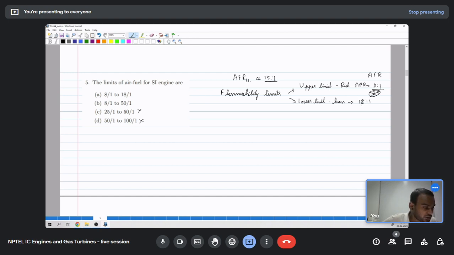If it goes more than 18, assume we have an air fuel ratio in some mixture of 19:1, it cannot participate in combustion and have a stable combustion. So these are just properties of the fuels. And for gasoline, it is in this range, 8:1 to 18:1.